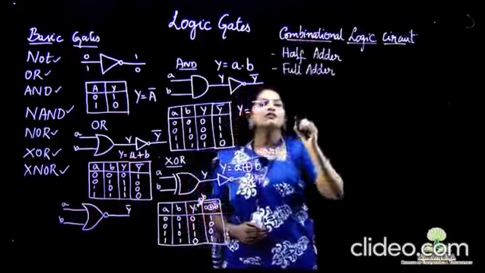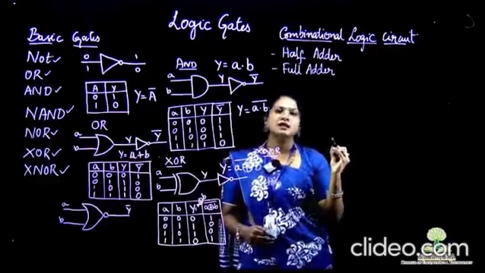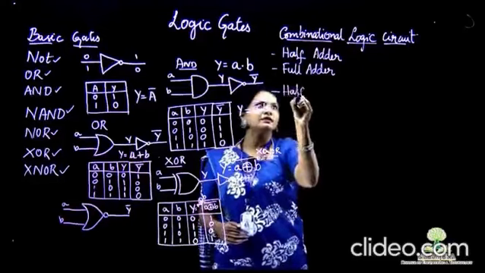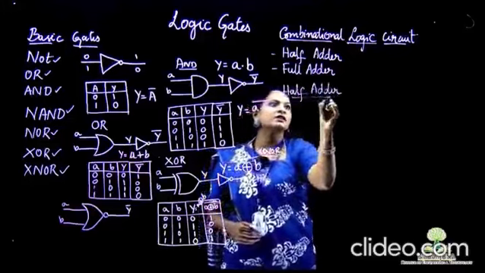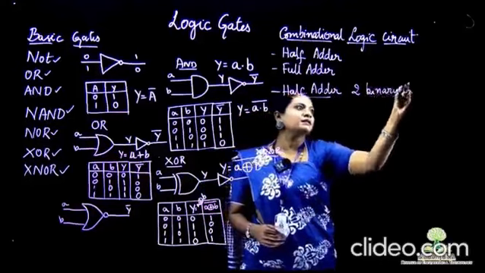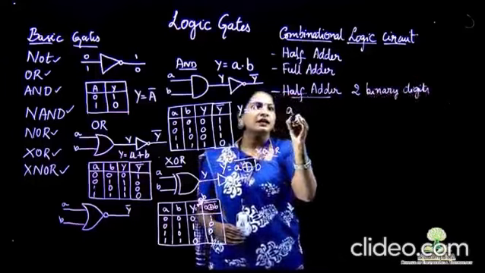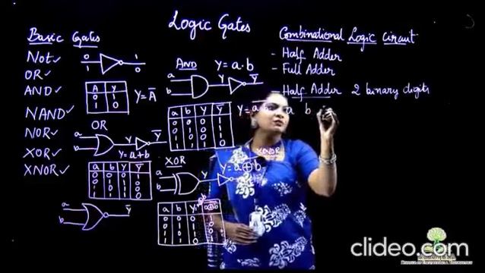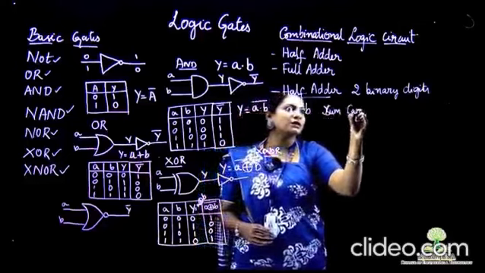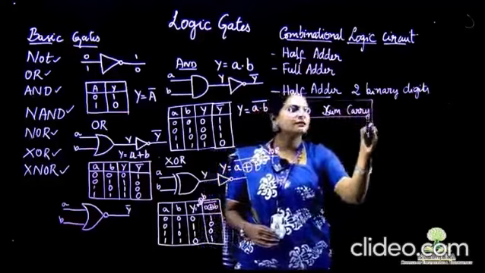Here we are combining a few of the gates and designing a circuit like a half adder and a full adder. So that is called a combinational logic circuit. Now let's see how we can design a half adder. A half adder is a circuit which will add 2 binary digits. For example, A and B are the 2 binary digits. The output will be Y, that is the sum, and another output would be the carry. So out of the addition, we will get a sum and a carry.